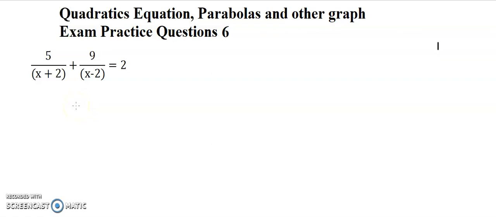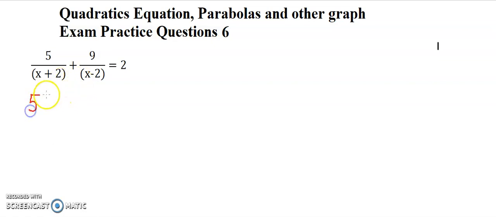Quadratic equation, parabolas and other graphs exam practice question 6. 5 over x plus 2 plus 9 over x minus 2 is equal to 2. So the first thing I would like to do is make my denominators the same.